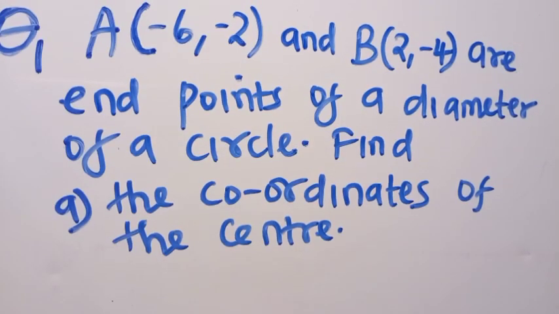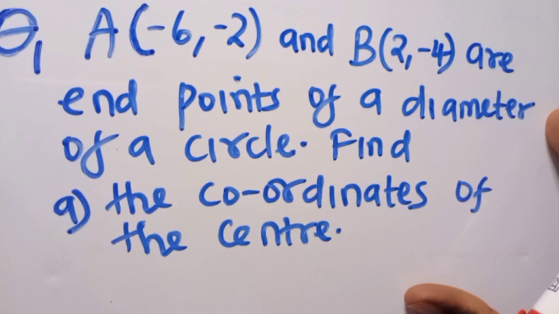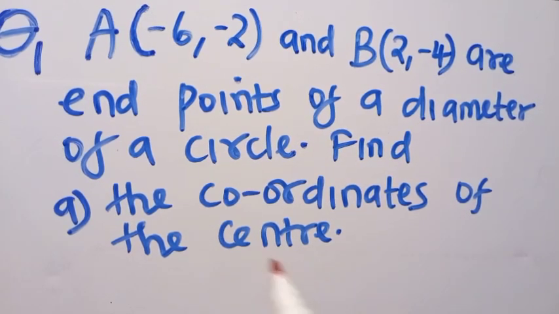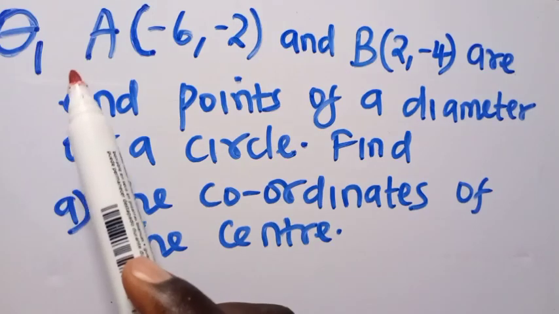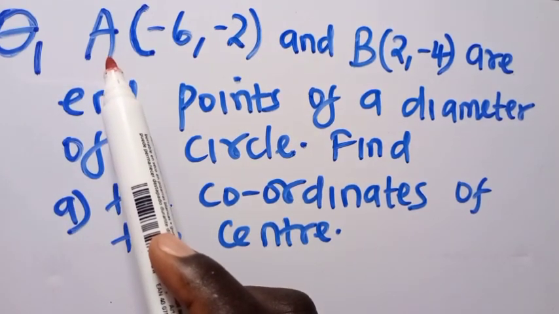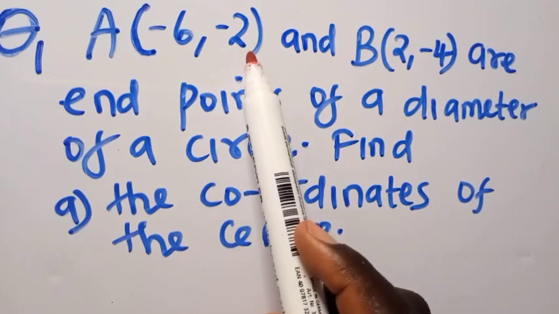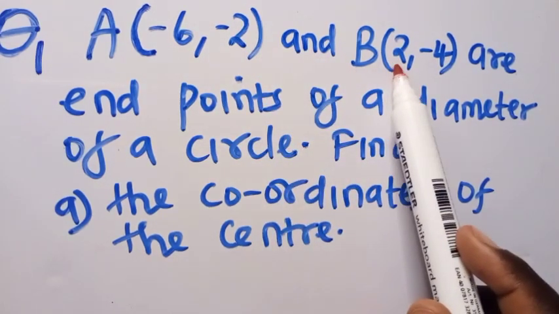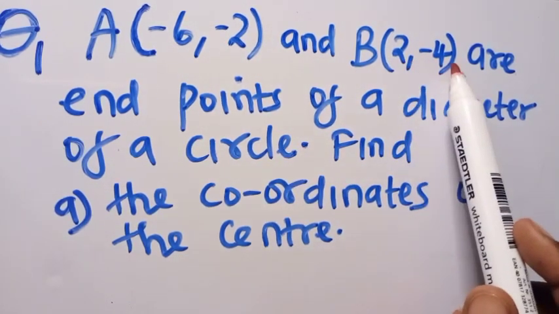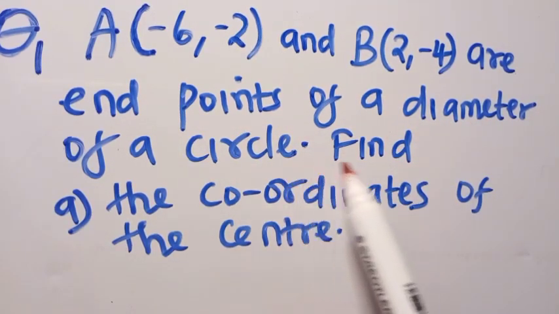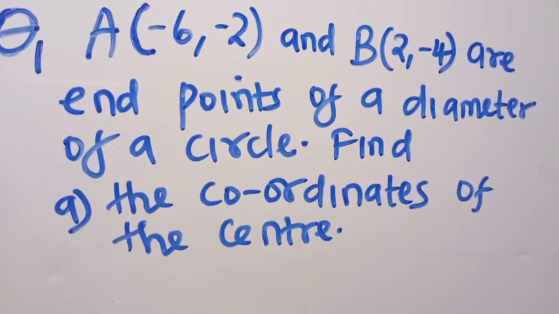Ladies and gentlemen, I want us to have a look at this question. Now, this is a question that comes from the equations of a circle. It says that A, which has the coordinates -6, 2, and B, which has the coordinates 2, -4, are endpoints of a diameter of a circle. Find the coordinates of the center.